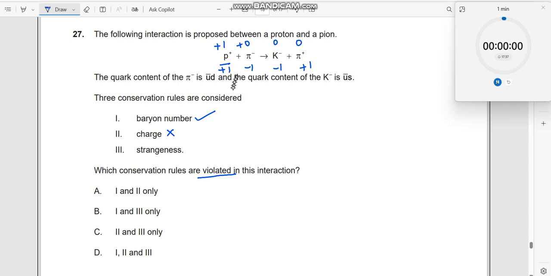Then the next one is the strangeness. Let us write down the equation to make it clearer. Proton is given by UUD quark content, plus pi minus, U bar D, gives rise to K minus, U bar S, plus pi plus. Pi plus is not given, but since pi minus is U bar D, pi plus should be UD bar. See, there is a strange quark here, and there is no strange quark over here. So this is also violated.